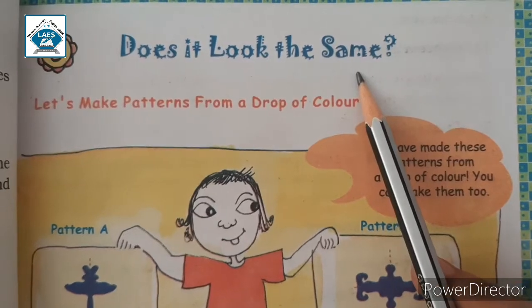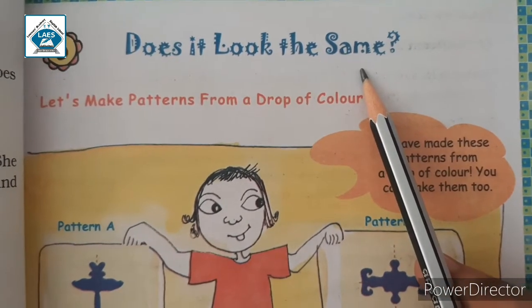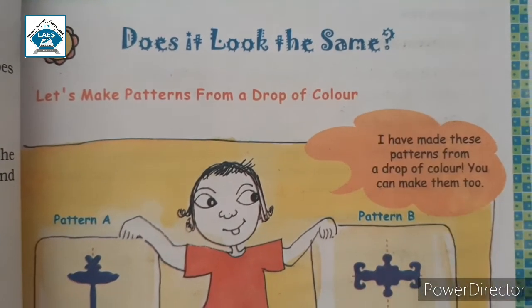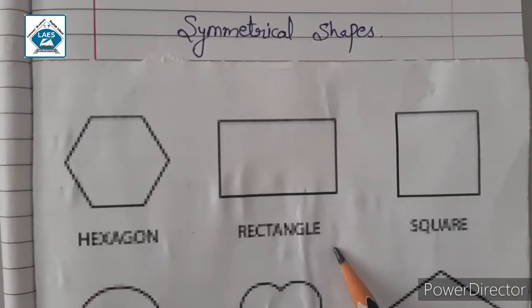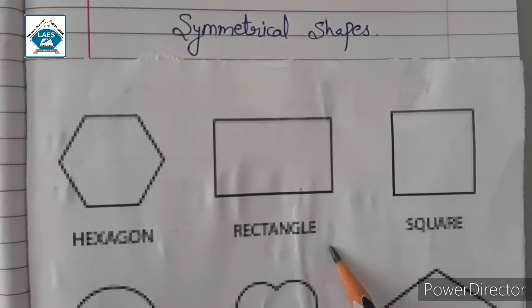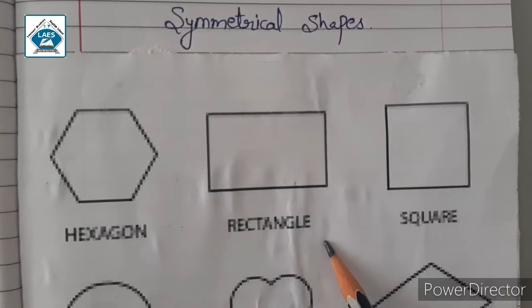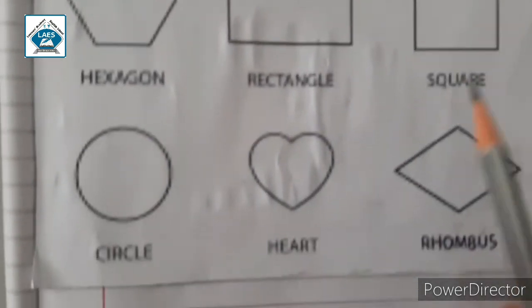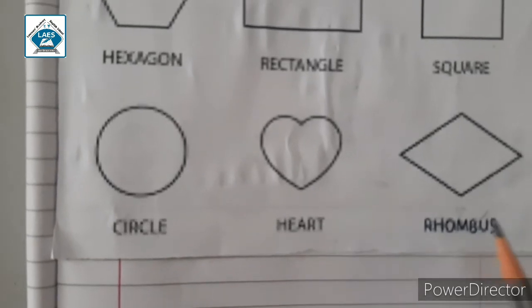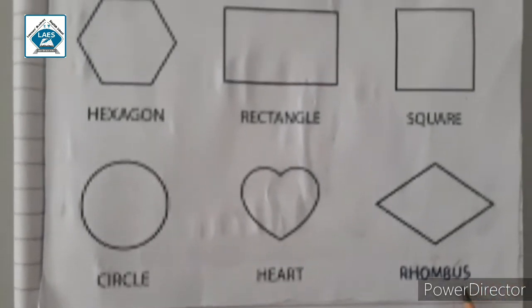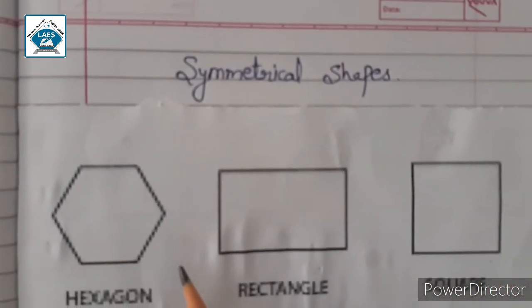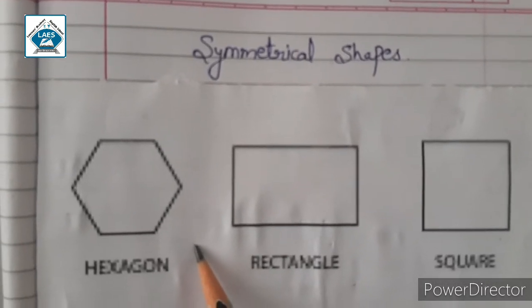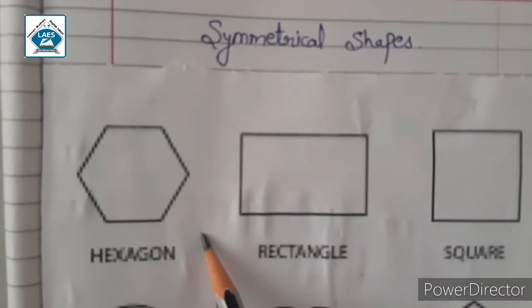Let's understand this symmetry through some examples. So, here we have some symmetrical shapes you can see here: hexagon, rectangle, square, circle, heart, rhombus. Okay? Why are these shapes symmetrical?